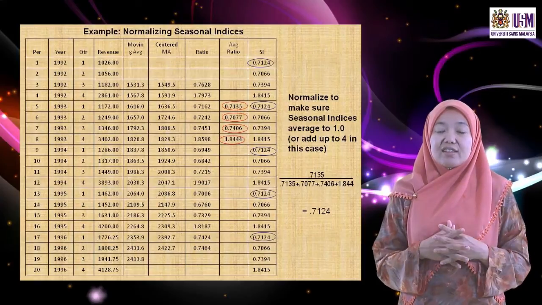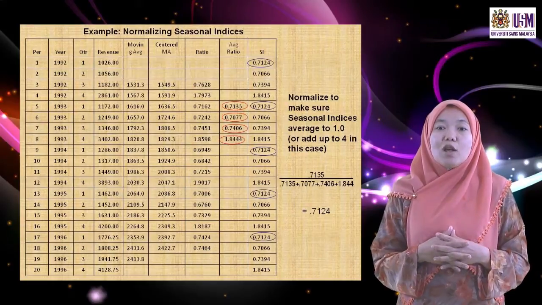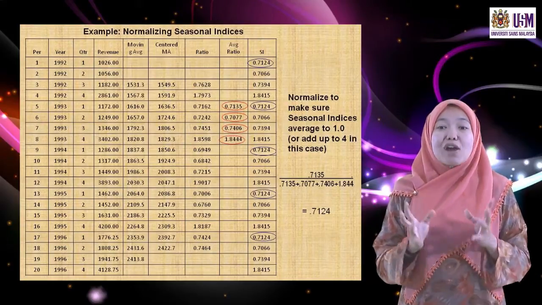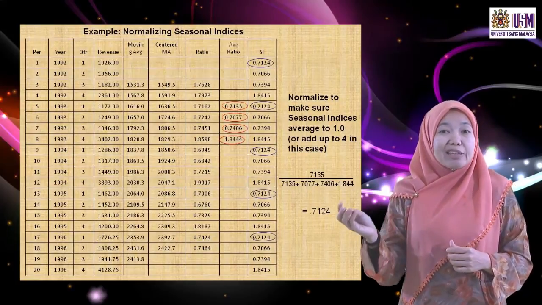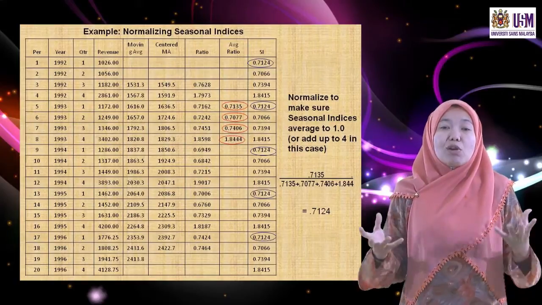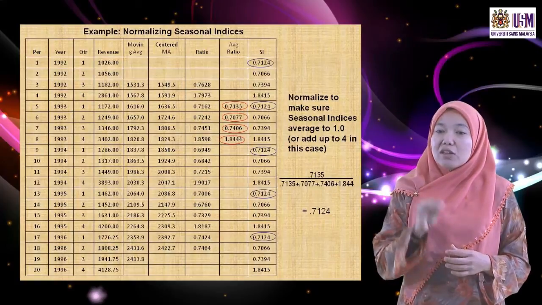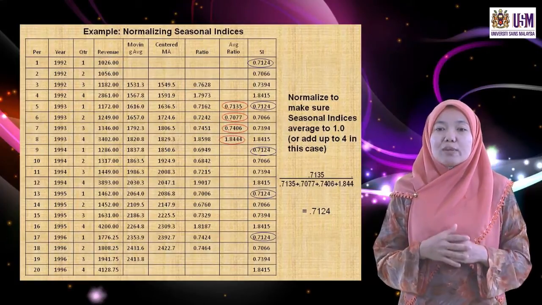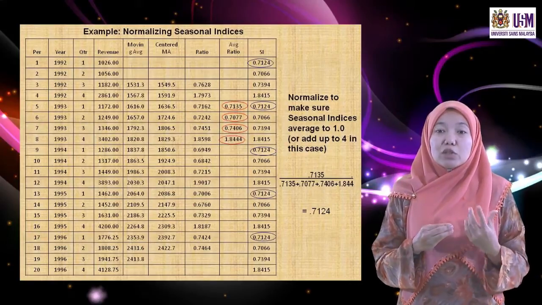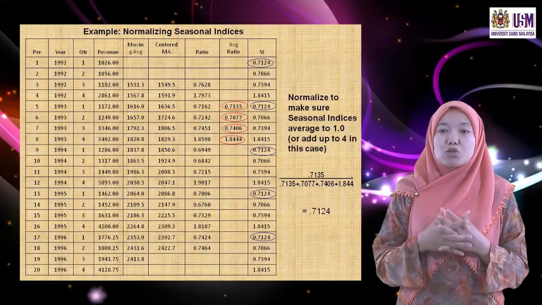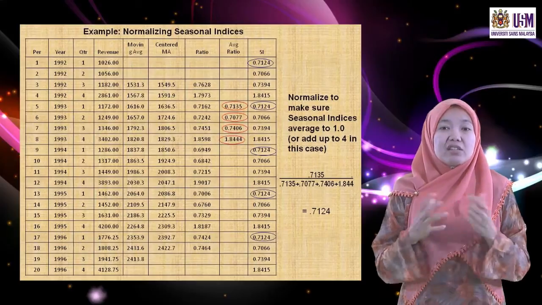So in this case, how do you normalize? You take the first quarter value, which is 0.7135, you divide that with 0.7135 plus 0.7077 plus 0.7406 plus 1.8444. Okay, so you take a new ratio. After normalizing, the seasonal index for the first quarter becomes 0.7124.